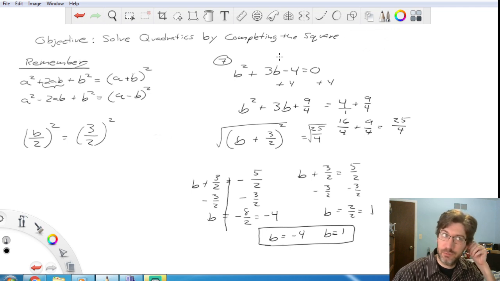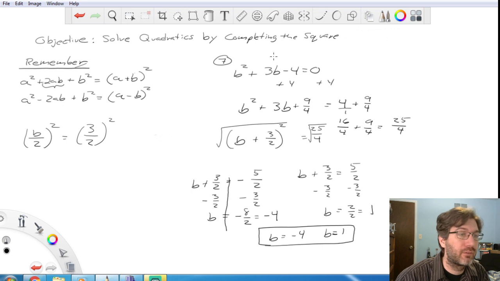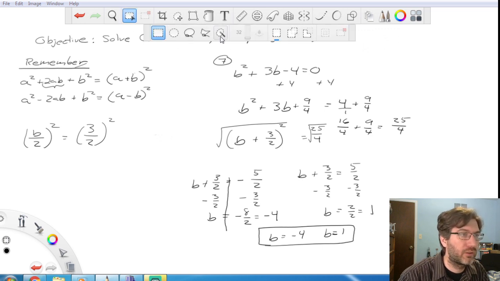And I don't have algebra tiles to show you that, but it does get into that. So that was number 7, just to give you an idea. Let's get a more complicated problem, because sometimes they're not nice looking like that.